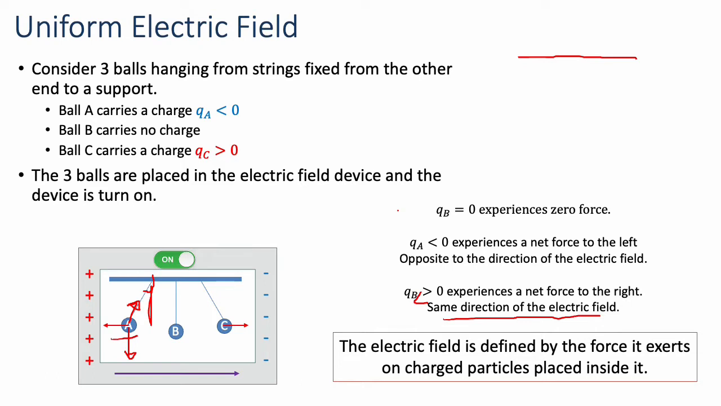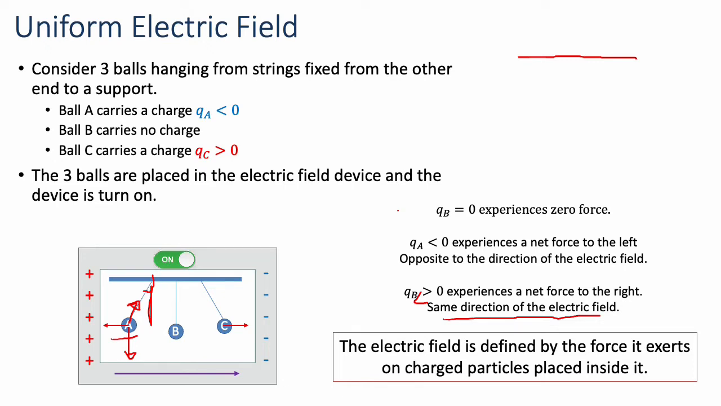So now I have a physical proof that this electric field is a physical thing. It exists because it interacts with charged particles. And the way I would define it is in terms of this interaction, because forces are something familiar to me.